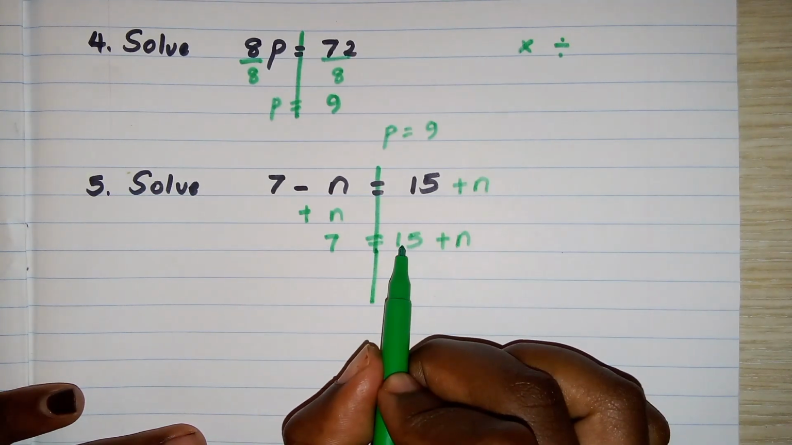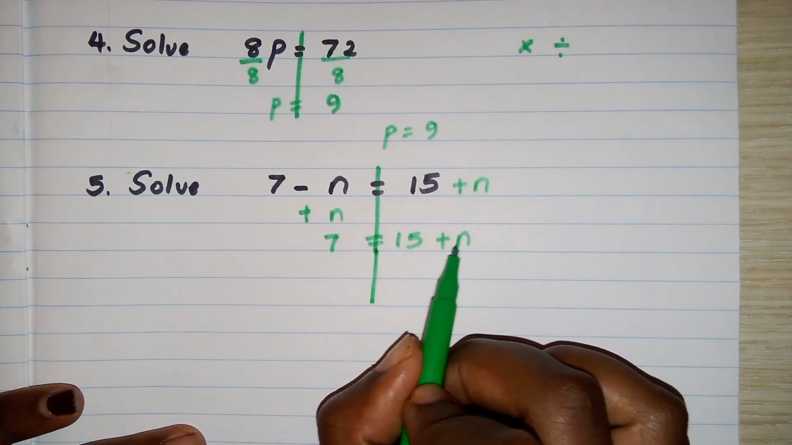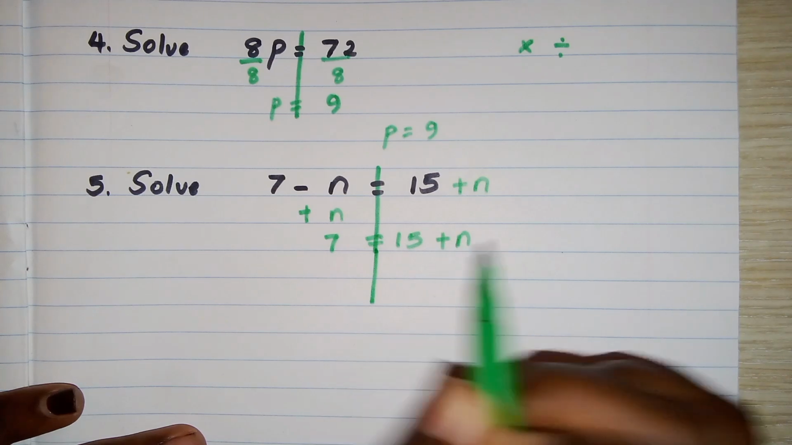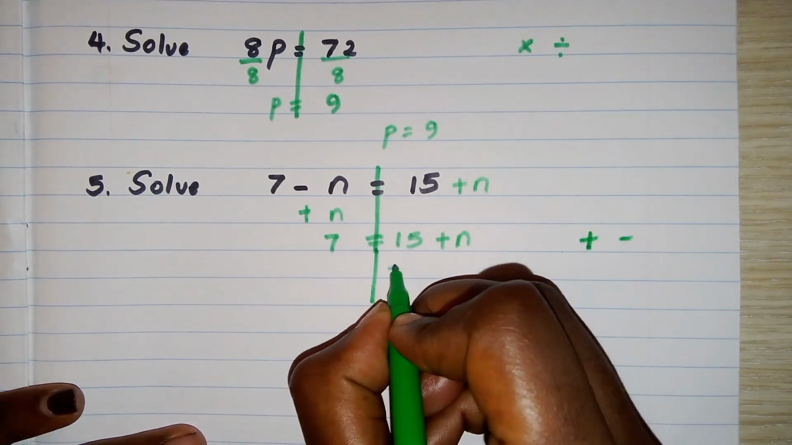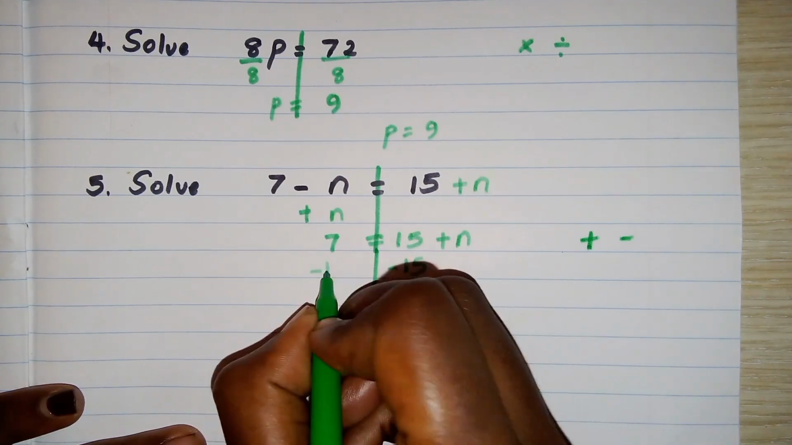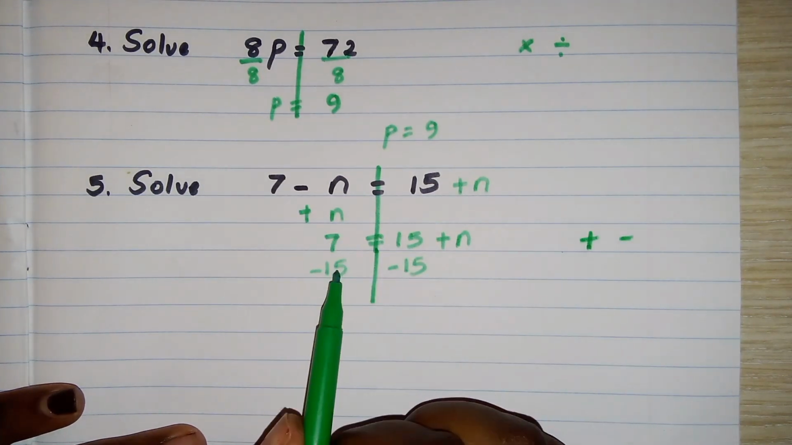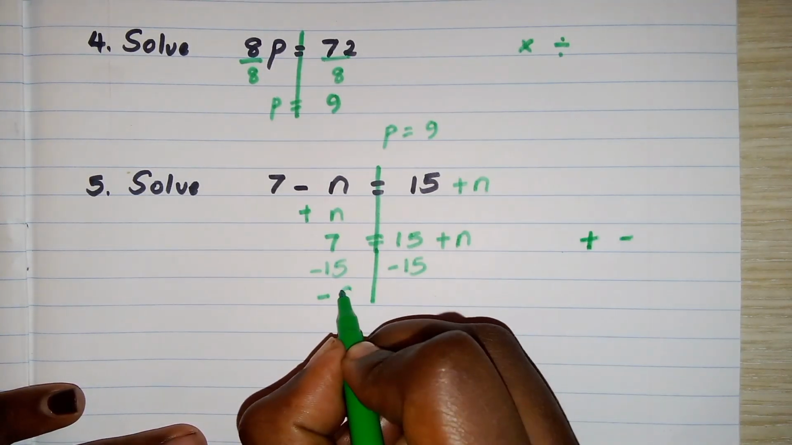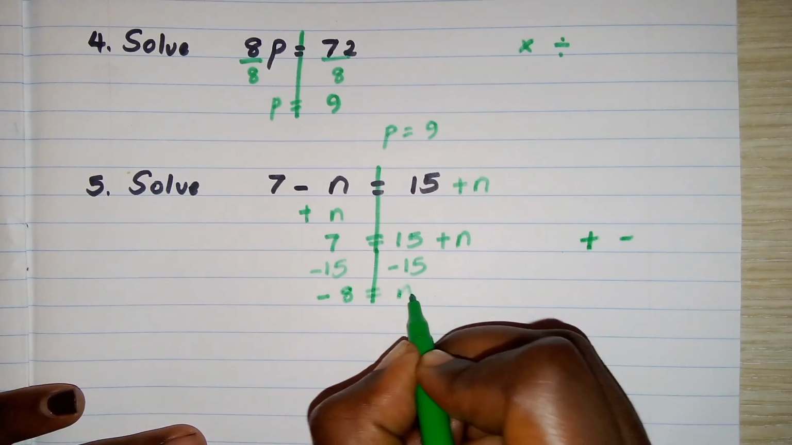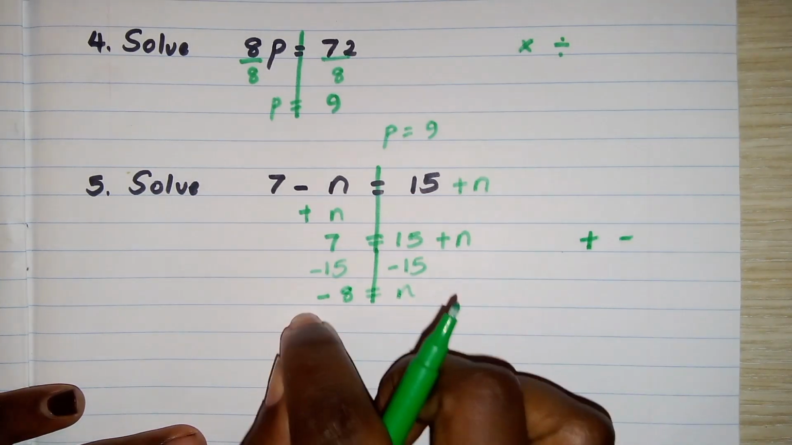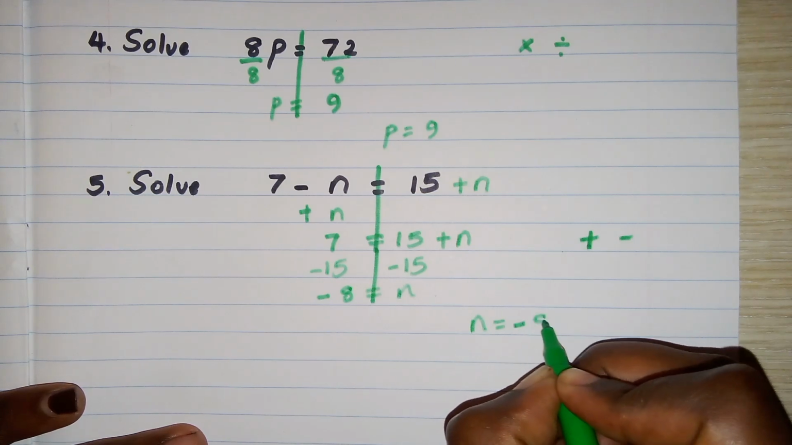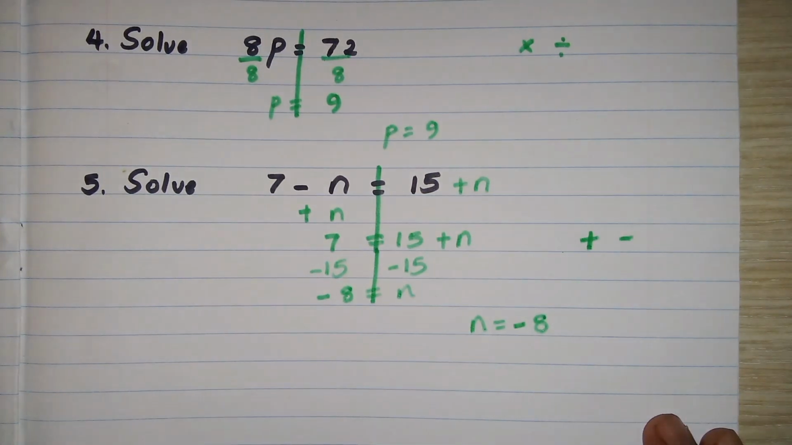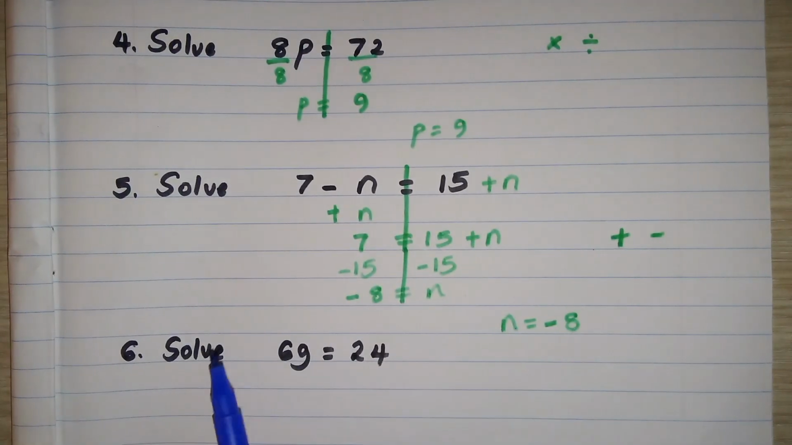Now let's get rid of the 15. So 15 is joined together with n by a positive. So opposite of positive will be minus. We do minus 15 on both sides. 7 minus 15 equals to negative 8 equals to n. So you can rewrite it again as n equals to negative 8. And that's your answer.